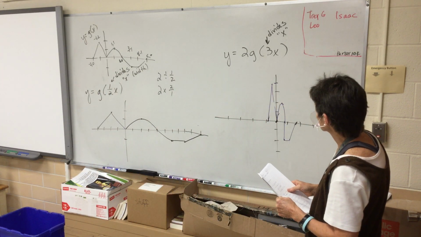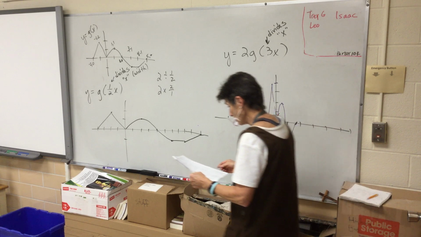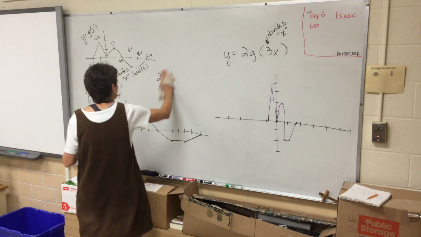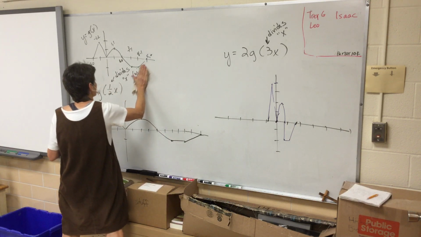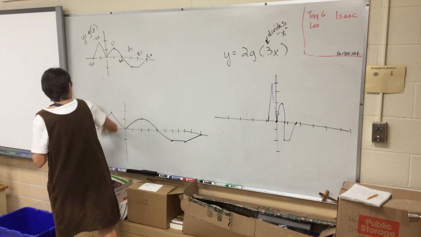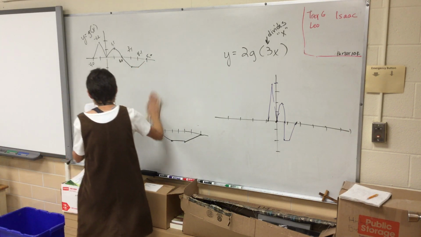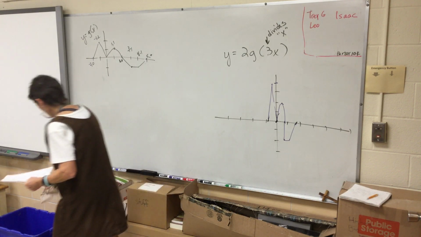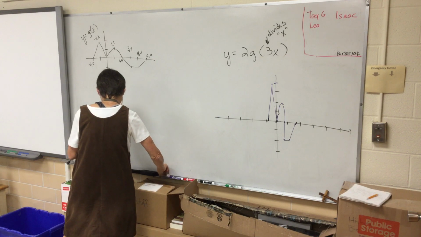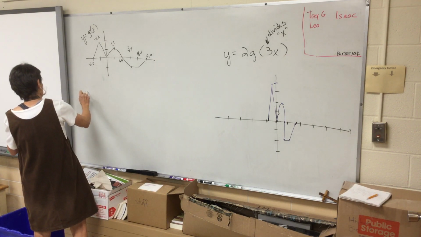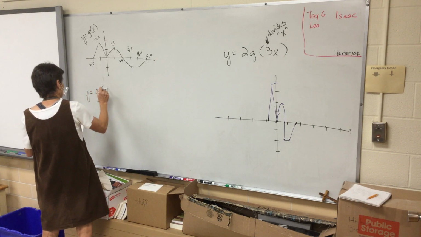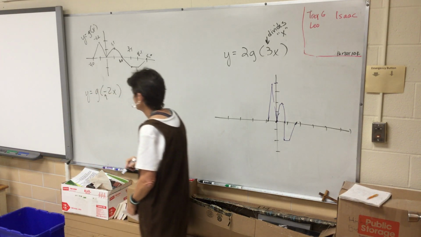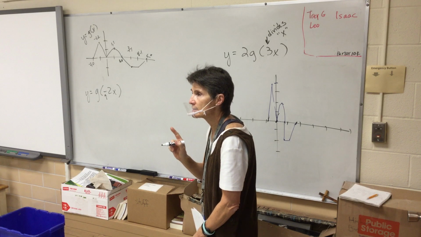Okay. Alright, let's try the next one. I know there's a lot to keep track of, guys. Let's try the next one. Alright, so what are we ready for? Problem E. Alright, two things are happening in E. Let's write down what they are. What does this negative right here do? Where it is?